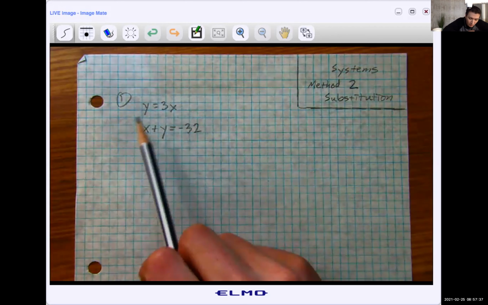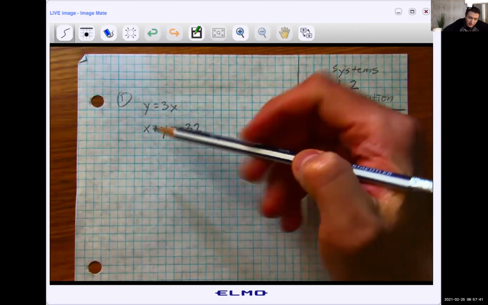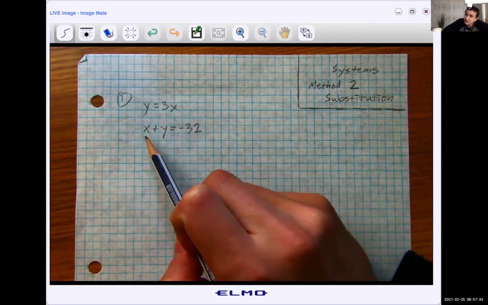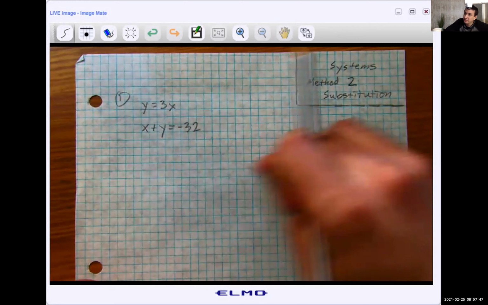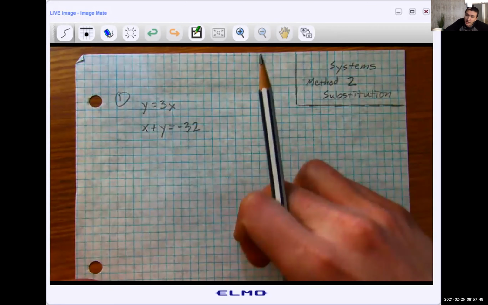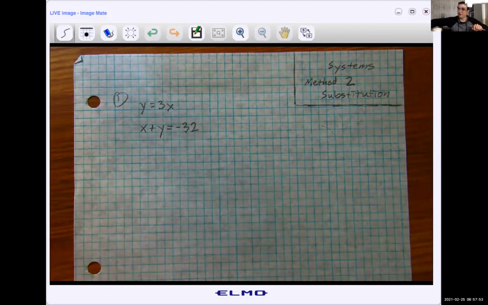So what we have here is 2 equations. We have x's and y's, and remember, the x is just where we are on the x-axis, side to side. The y is where we are on the y-axis. So this is a really cool thing that's going on here.